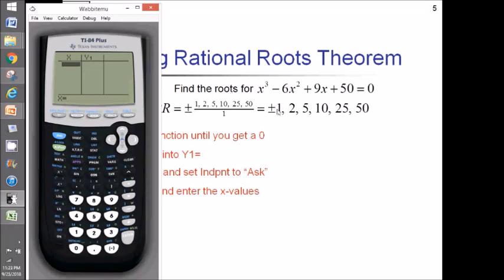So I'm going to start at 1 and then just do positive, negative, and work my way down this list. So plugging in 1, press enter. That gives me an output of 54. That's no good. Let's do negative 1 now. That gives me 34. Still no good. Let's try 2. 52. Oh, that's so not good. How about negative 2? Oh, that gets me a 0.